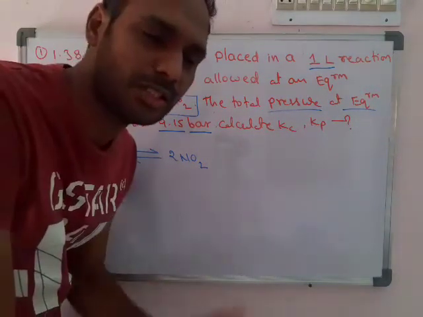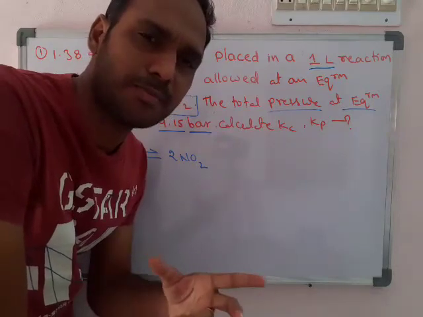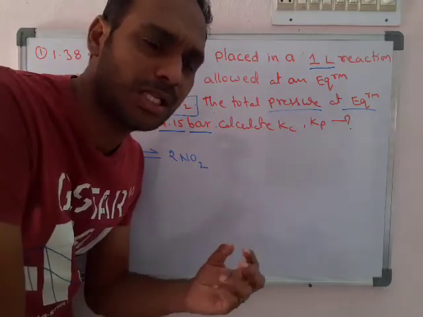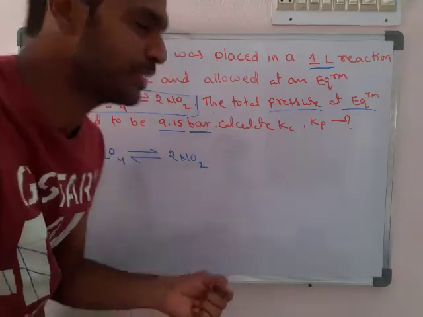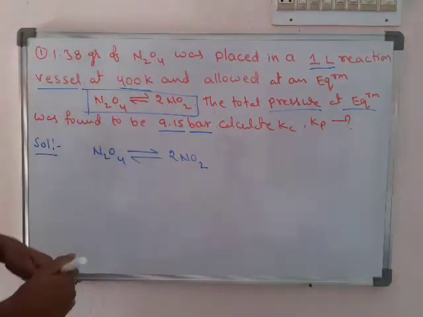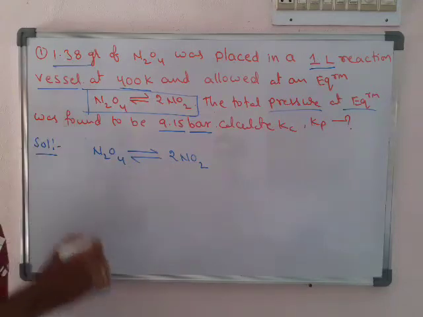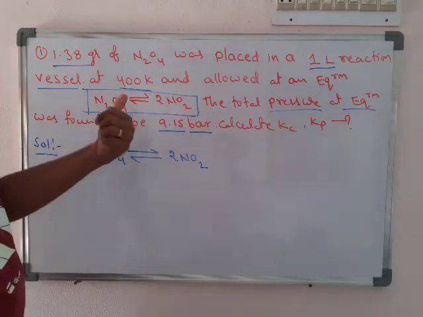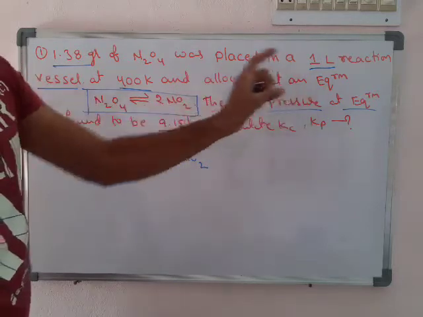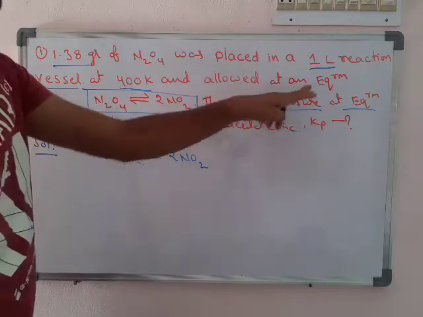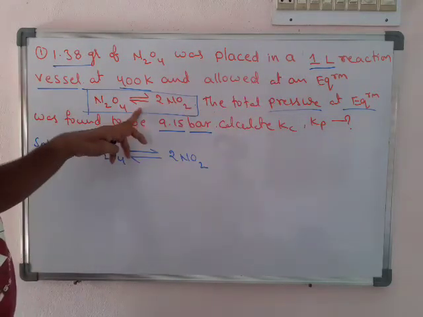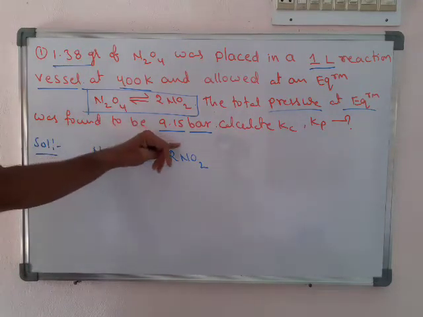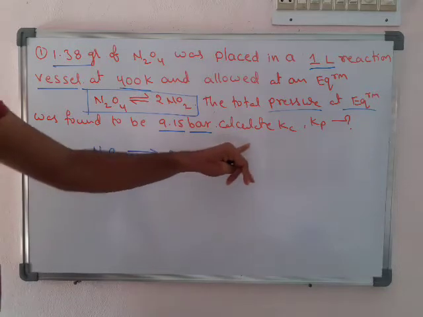So hello everyone. Today we see some more problems in equilibrium. These are somewhat different compared to the last classes. See, 1.38 grams of N2O4 was placed in a 1 liter reaction vessel at 400 Kelvin and allowed to form an equilibrium. The total pressure at equilibrium was found to be 9.15 bar. Calculate the Kc.